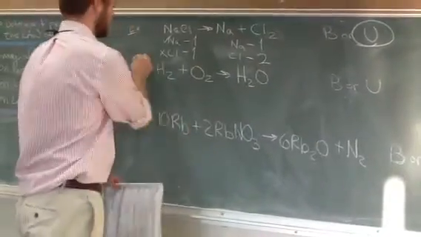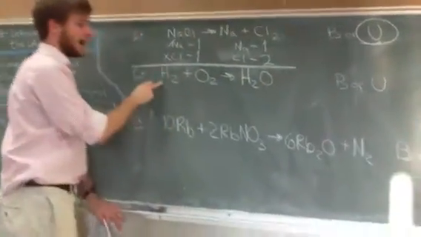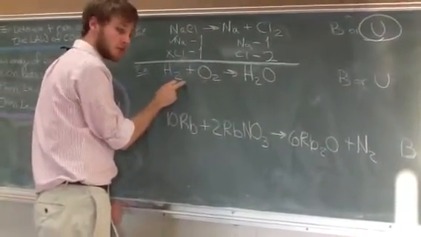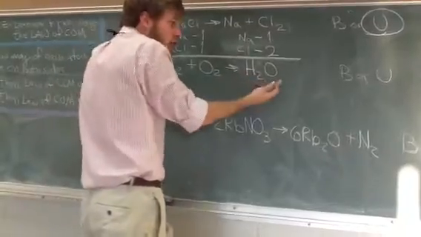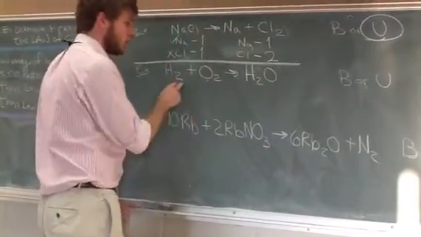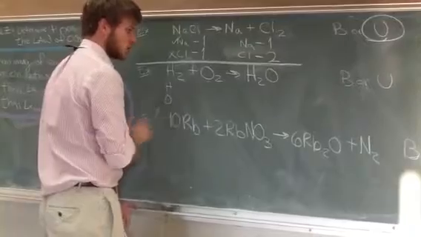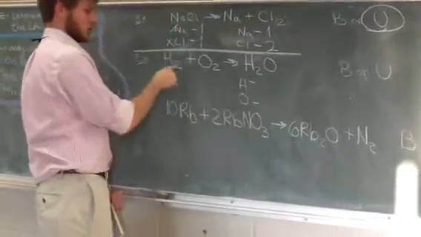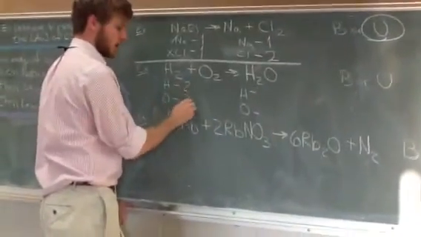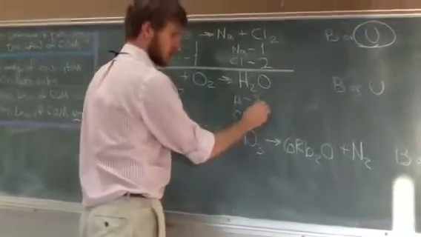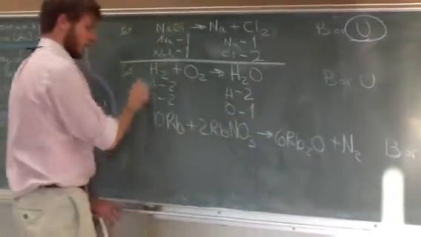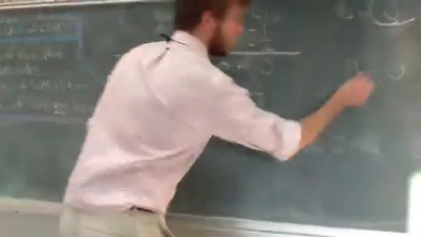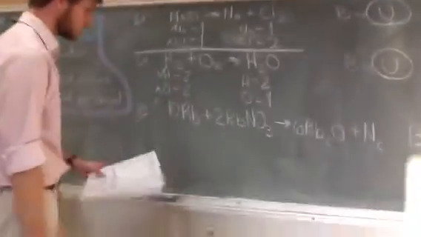Okay, another example. Hydrogen gas plus oxygen gas, again, diatomic, makes water, H2O, okay, we all know H2O. H, O, we've got 2 H's here, we've got 2 oxygens here, we've got 2 H's here, 1 oxygen. H's are balanced, O's are not. Balanced or unbalanced? Unbalanced. Okay, we're moving along.